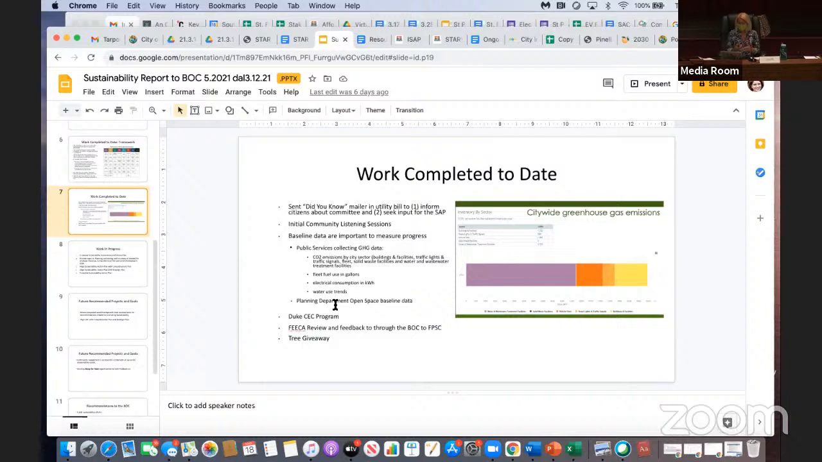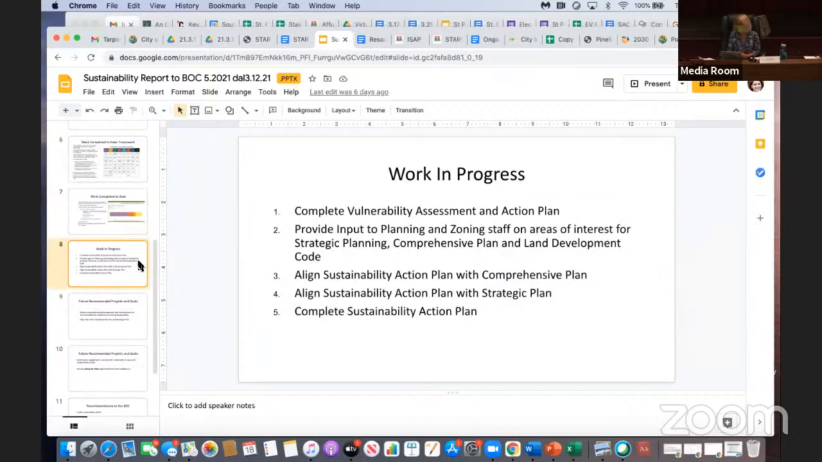And then also work that we've done is the Duke renewable energy program that we've asked to participate in and start using renewable energy. We also had the FECA document that the Board of Commission took the recommendation and sent that letter to the Public Service Commission, and then partnered with staff for the tree giveaway. And that'll have happened by the time we do that presentation. So I'm kind of excited about all of the things that we got done this past year. It really is quite a laundry list when you start to add it all up. And then move on to work in progress. So staff is completing that vulnerability assessment and action plan that Paul has been talking about.